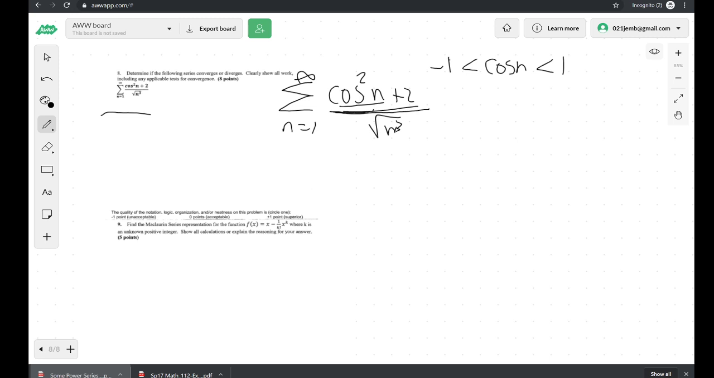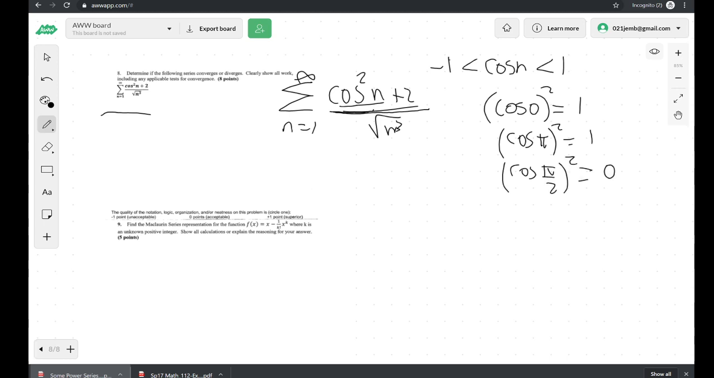Let's test some values. Cosine of 0, and if we square that, that will just be 1. What happens when we take cosine of pi? Cosine of pi is -1, and squared that will just be 1 once again. But what happens if we take cosine of pi over 2? That's going to be 0.